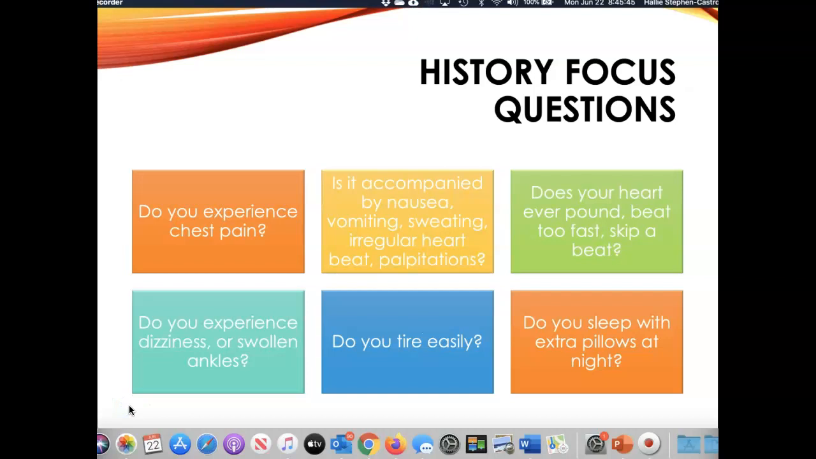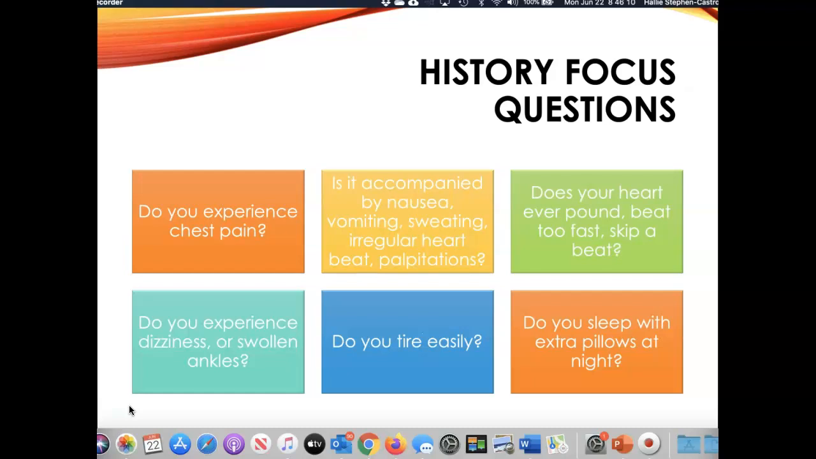So again, does your client tire easily? Sometimes with activity, or even without activity, with people with cardiac issues or cardiac disease, the heart is not pumping effectively. And again, that's pumping oxygen to all the organs, the brain, the tissues of the body. And if you're not getting that oxygen supply, it's going to make that person tired.